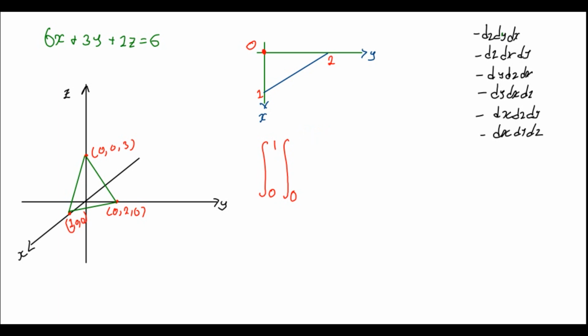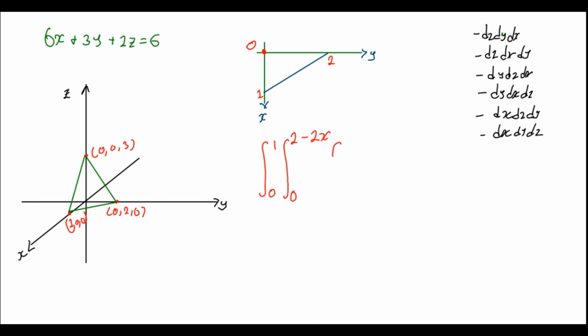Let me just use red ink. So you say 2 minus 3x. Is it 2 minus 3x or 2 minus 2x? It's actually 2 minus 2x. Let me see again. We have 6x plus 3y is equal to 6. Then this is going to be 3y is equal to 6 minus 6x. So y will be equal to 2 minus 2x, like that.